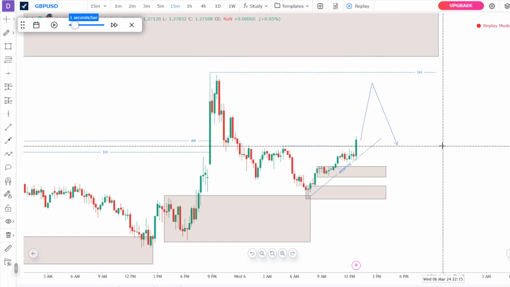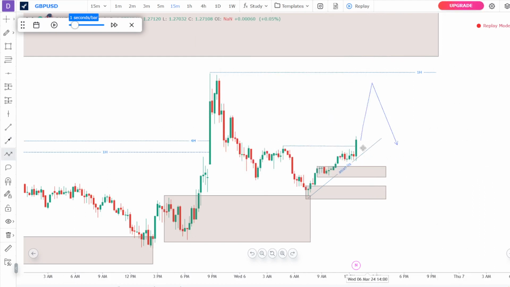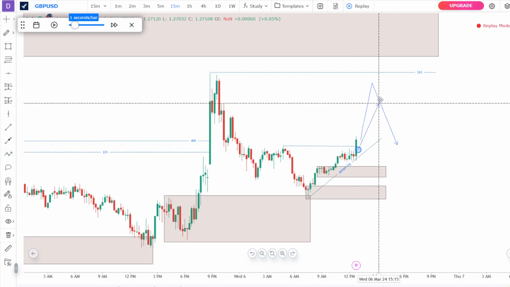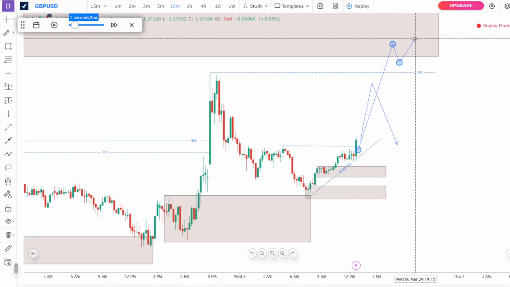And if you look at the higher time frame, according to the higher time frame, this high is weak. So according to the higher time frame, we can expect something like this.